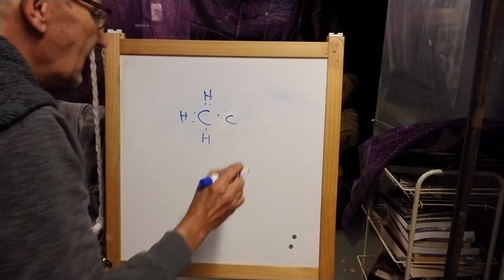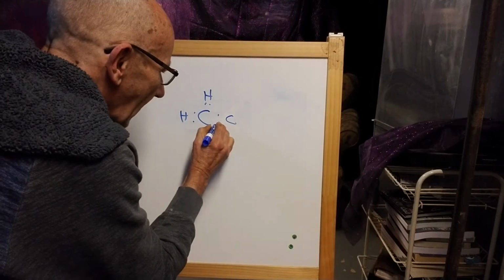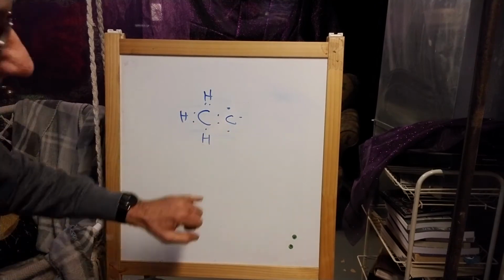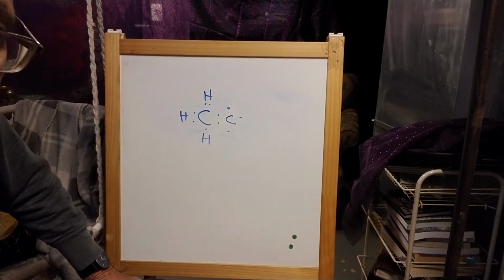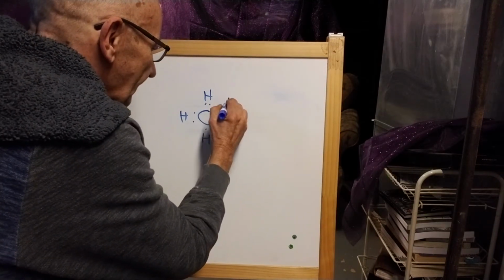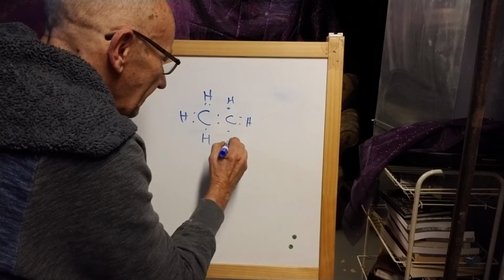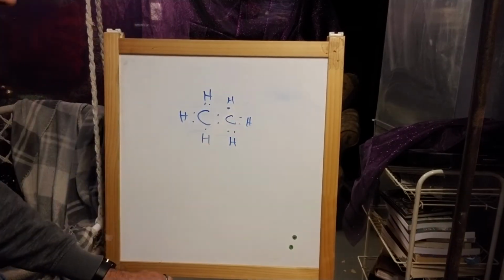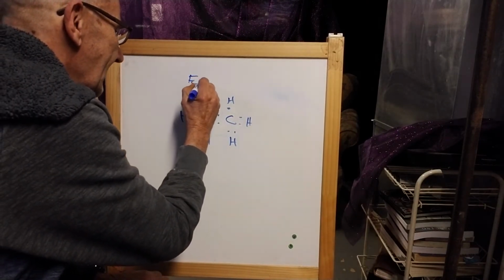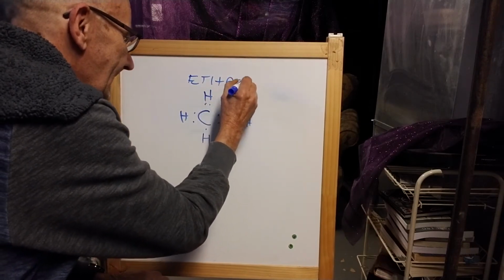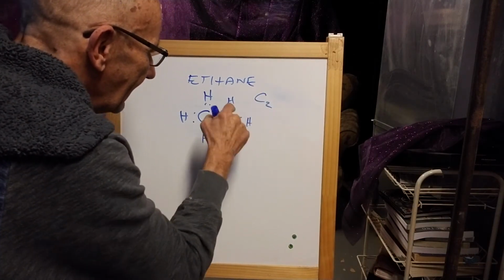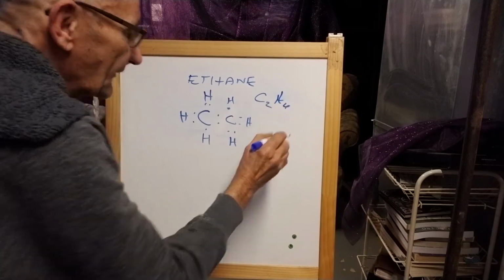But what if we put a carbon there? He has 4: 1, 2, 3, 4. These 2 carbons bond. These 2 carbons are sharing one electron each. And so this could be hydrogen, hydrogen, hydrogen. Oh, this is ethane gas, and is written as C2H6.